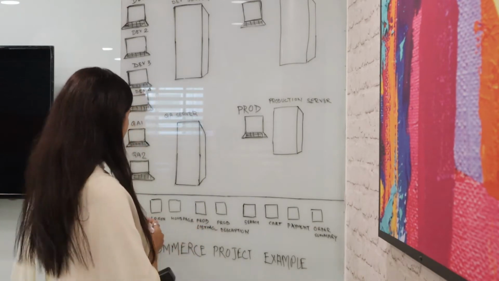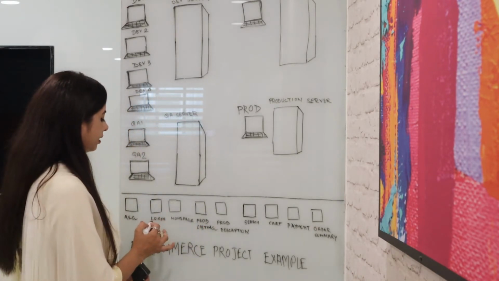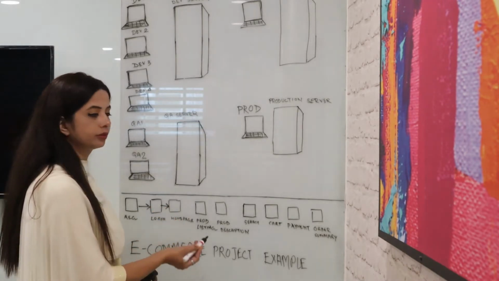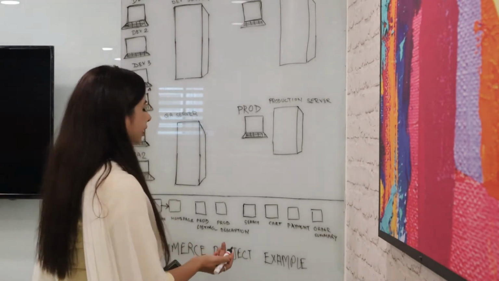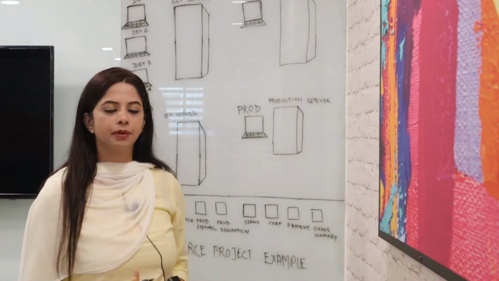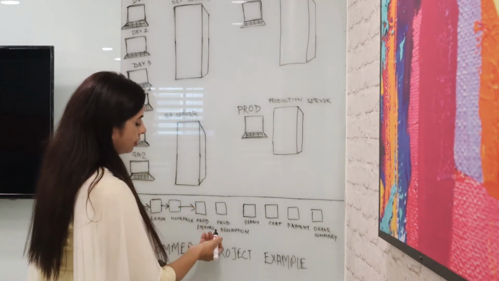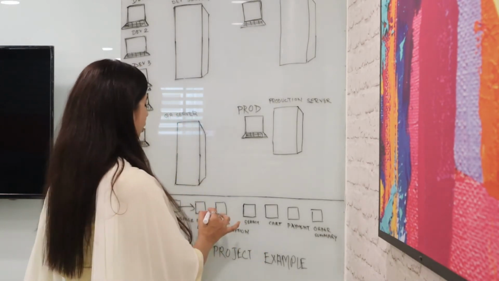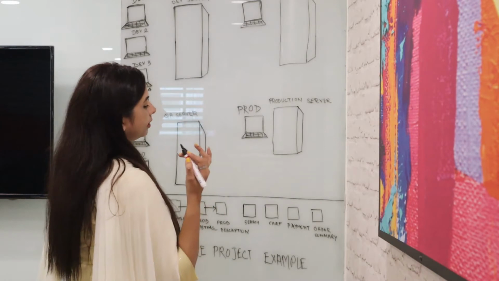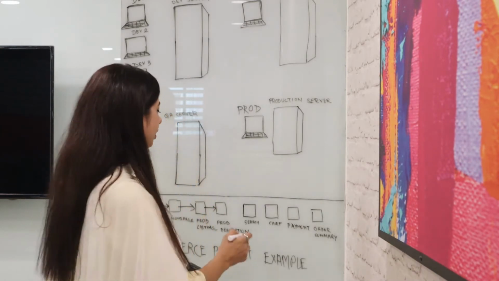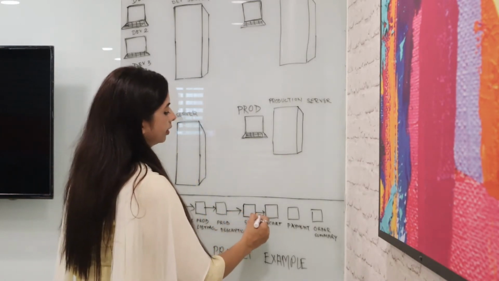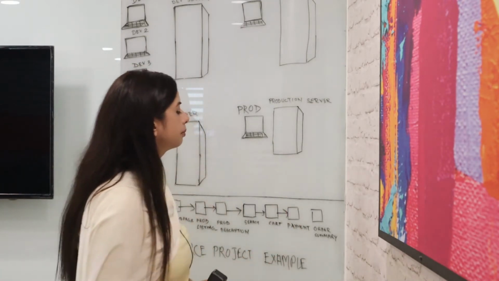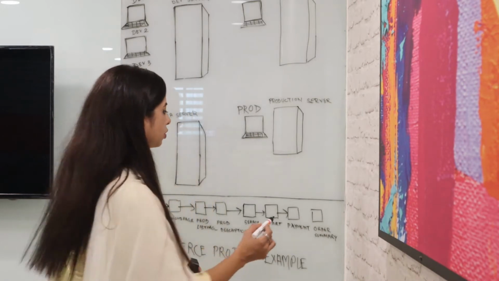There is a registration page, then a login page, then a home page. In any e-commerce platform we have product listing pages and product description pages. Then there is search functionality, then we have the cart, then we have payment pages, and after the payment there is an order summary or thank you page.